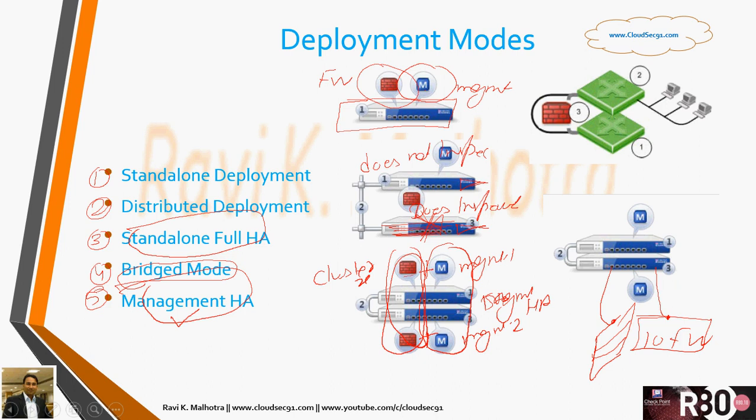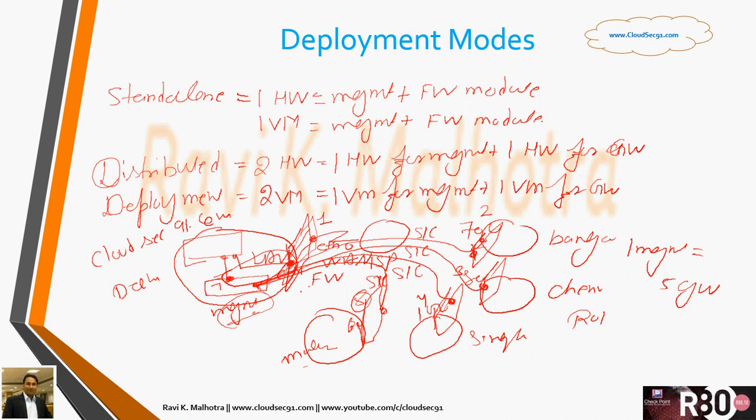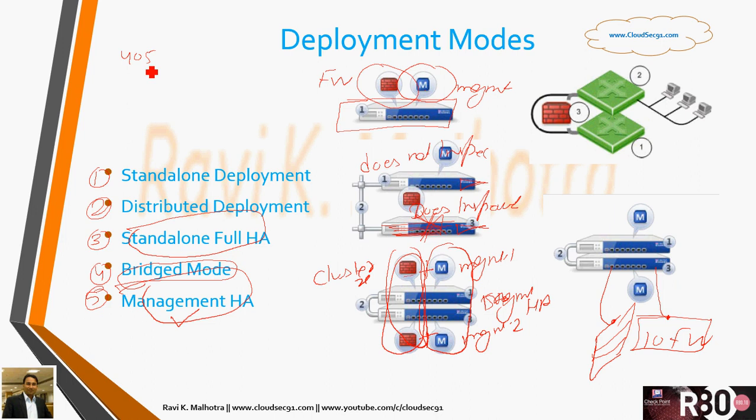In terms of appliances, you really need to understand that the management appliances come in a series of 405, 410, then we have 525, and then larger ones are 5050 and 5150. So these all are examples of the management appliances. If I talk about the firewall appliances, then there is no limit.